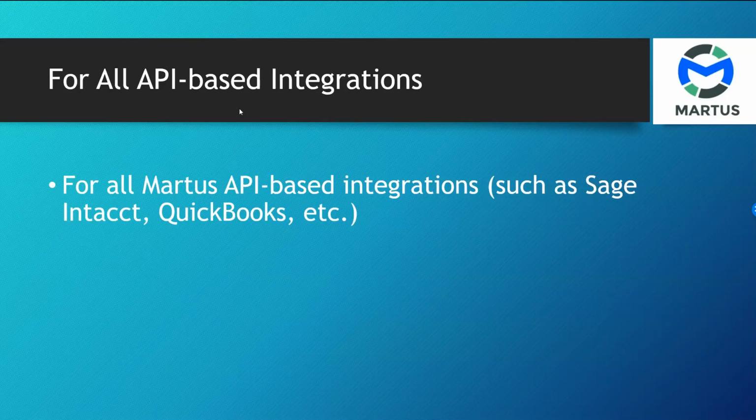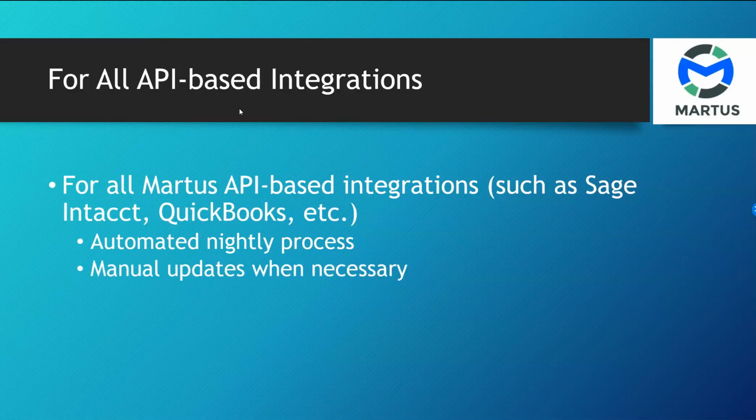It applies to all of Martus's API-based integrations to accounting systems like Sage Intacct, QuickBooks, Financial Edge Next, etc. For all of these, Martus has an updater process that runs automatically to sync Martus to your accounting system every single night. You can also perform manual updates when needed. Note that for integrations with accounting systems that do not have an API, the updates are made by importing transaction files, but that process is not described in this video.